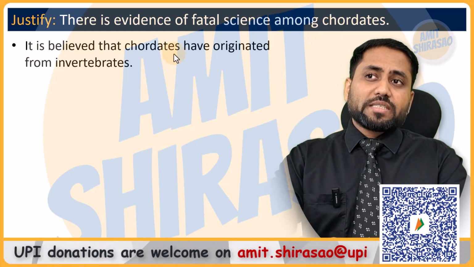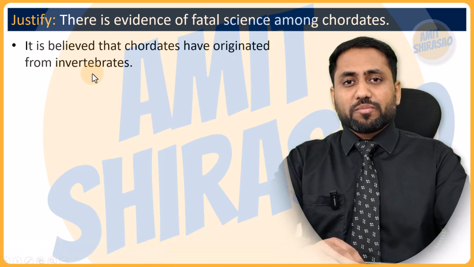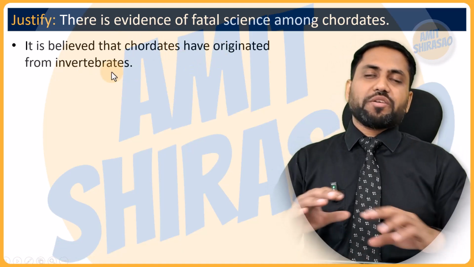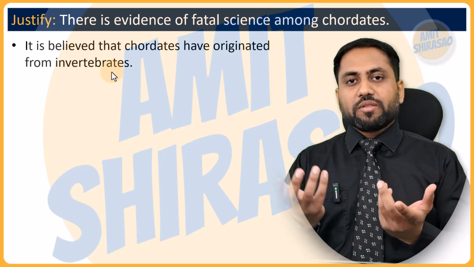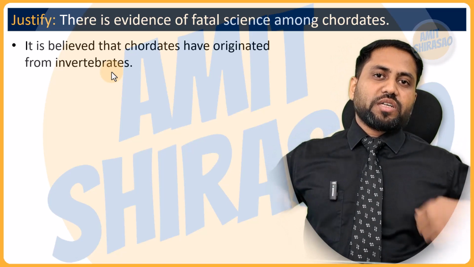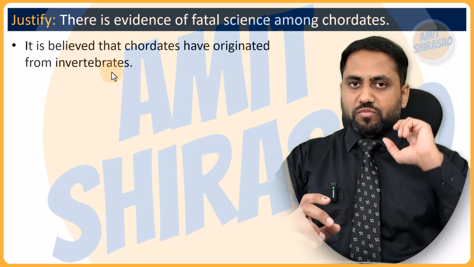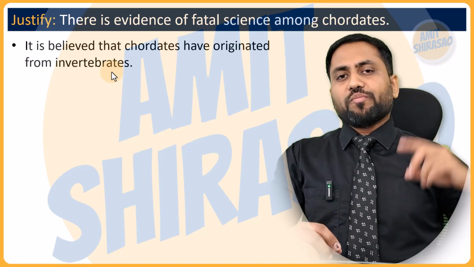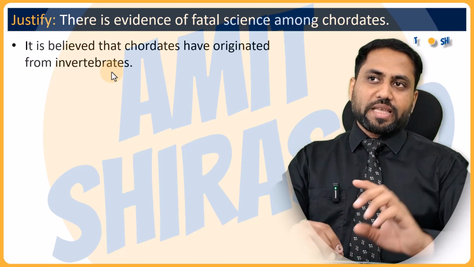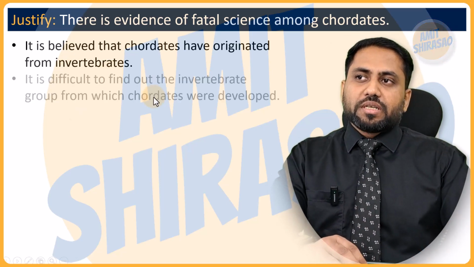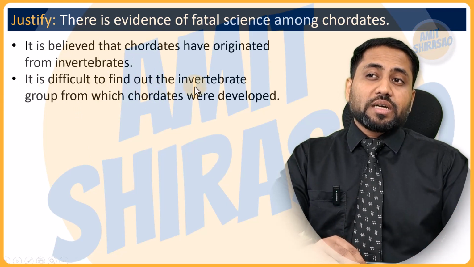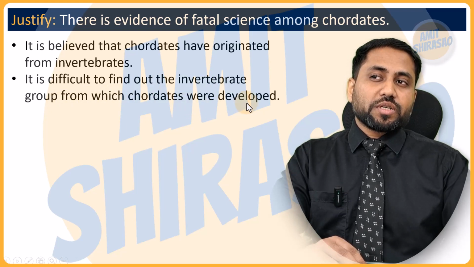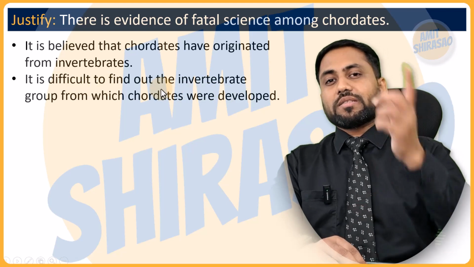It is believed that chordates have originated from invertebrates. So chordates are organisms which originated from invertebrates. So previously, all the organisms were invertebrates. None of them had the vertebral column. Chordates were the very first organisms who built something like a vertebral column. And that is why this is the first point. It is difficult to find out the invertebrate group from which the chordates were developed. So you could not find their ancestors, the chordates' ancestors.